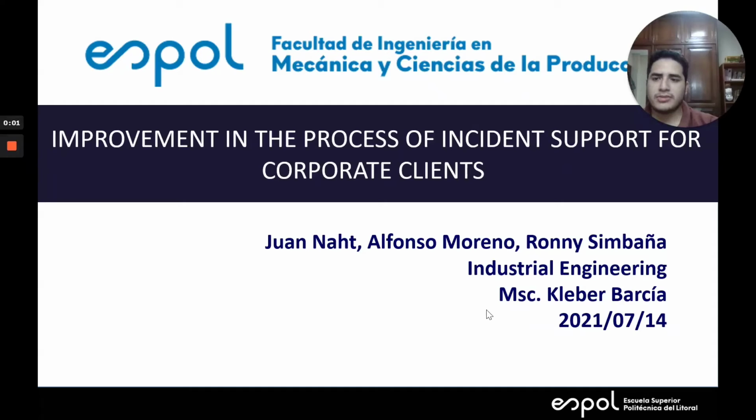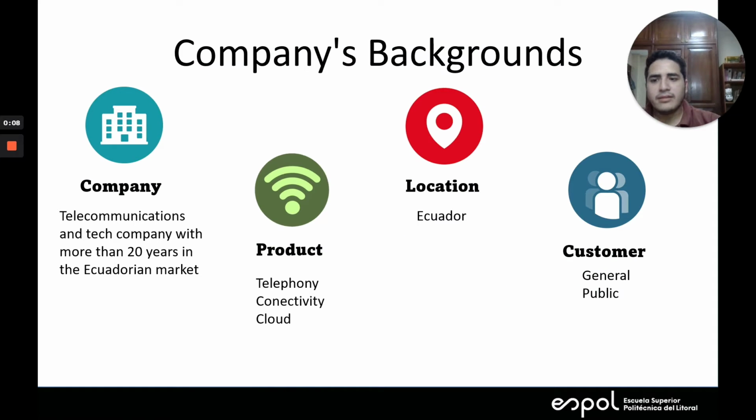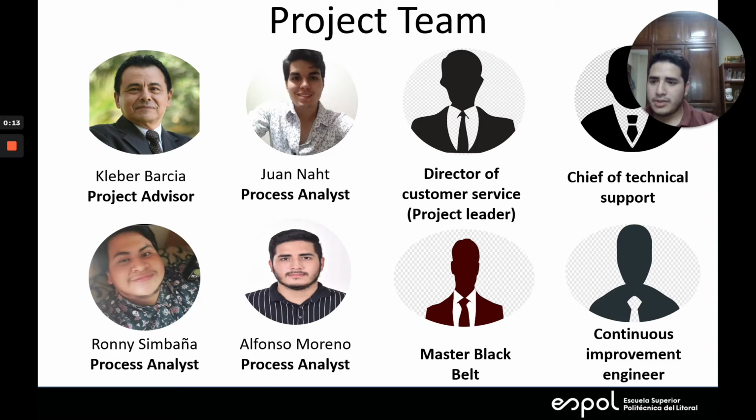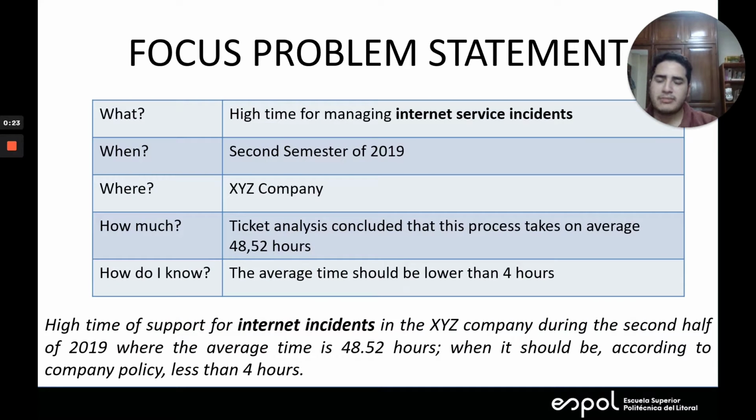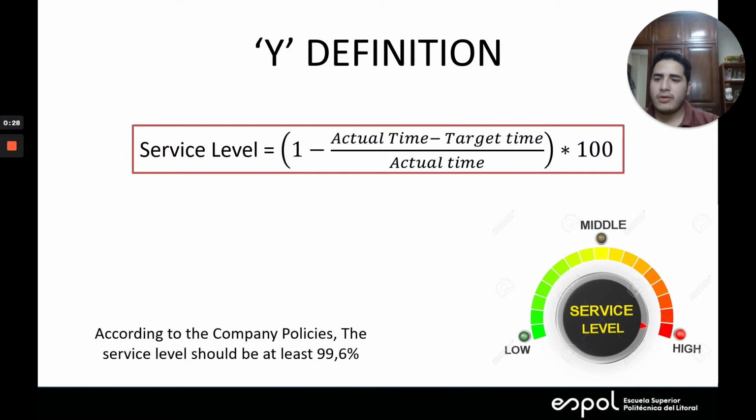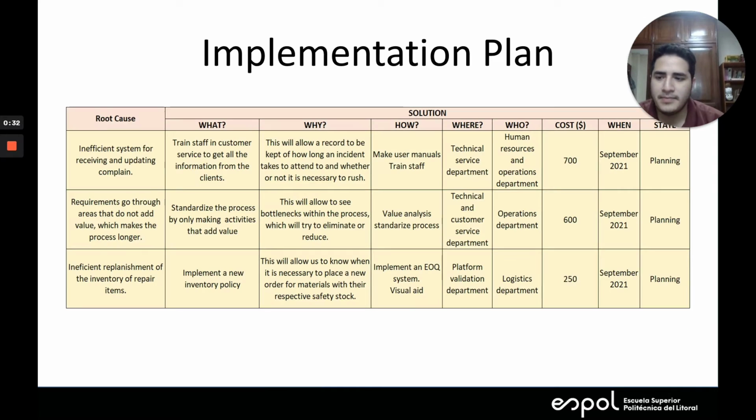Good afternoon. Our project consists of improvement in the process of incident support for corporate clients. In this slide, we can observe the company background. We can observe the project team. In this slide, we have the general objective of our project. The problem statement consists of the tool 3W and 2H, and is the level of service of our project.